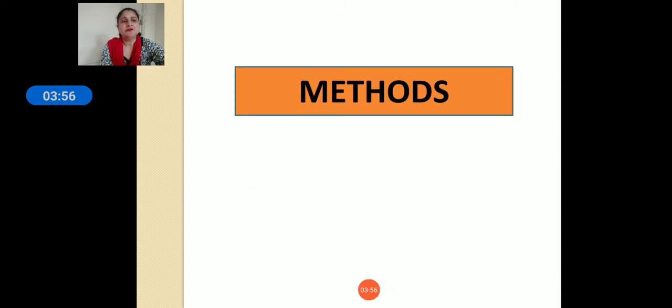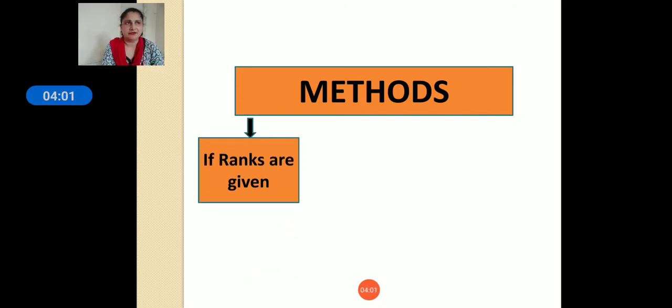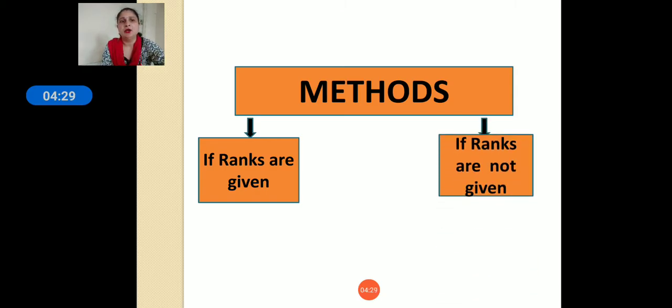Now, methods of measuring this rank correlation. Sometimes what happens is that ranks are given directly. When only ranks are given, what do we have to do? Simple, we have to find the difference of the ranks and then we apply the formula. But sometimes ranks are not given. What are these ranks? Suppose in your class, whoever gets the maximum marks is given the first rank. So sometimes ranks are given directly and sometimes ranks are not given. So two methods are there, if ranks are given and if ranks are not given.